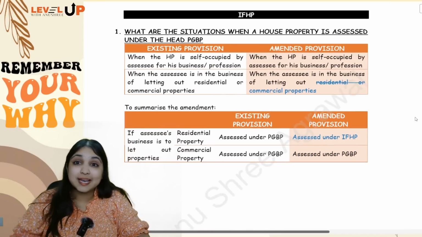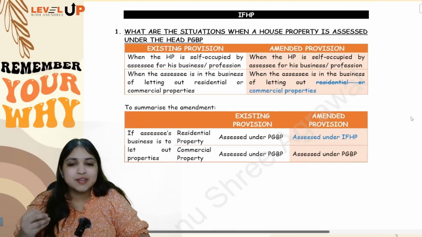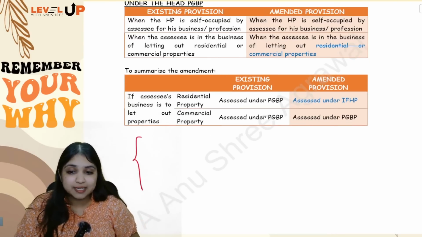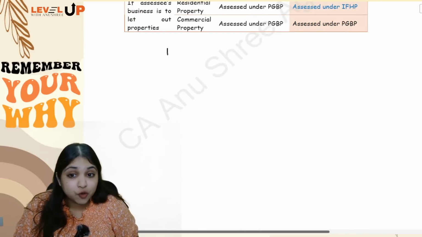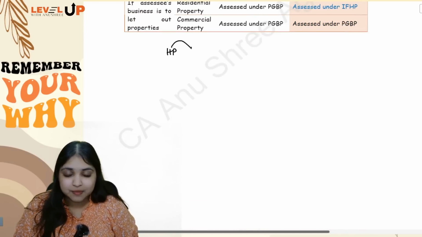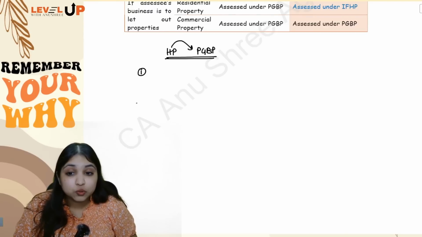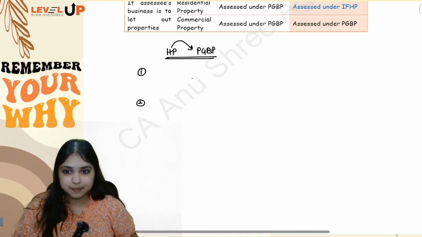Now let's come to the second head of income. Your second head of income is IFHP. We have a very small, simple amendment only over here. I'll explain it to you. Listen to me carefully. Very easy only. If your assessee has a house property, when will this house property be assessed under the PGBP head? There are only 2 situations when a house property will be assessed under the PGBP head.